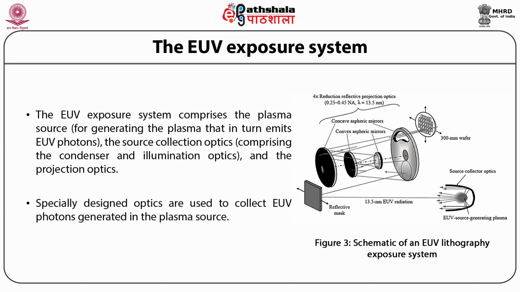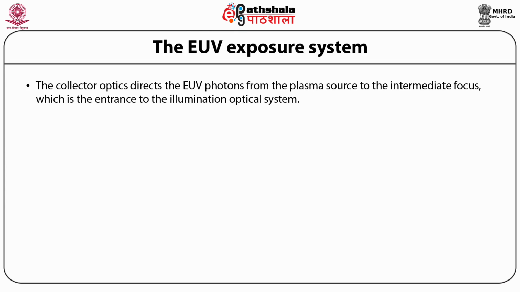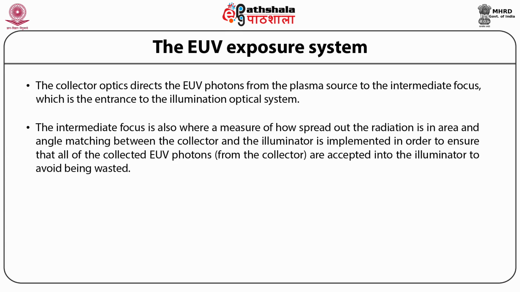Now here, the EUV photons generated in the plasma source are collected by using specially designed optics. The collector optics directs the EUV photons from the plasma source to the intermediate focus, which is the entrance to the illumination optical system. So it is conventional to use the power level measured at the intermediate focus to specify the source power. The intermediate focus is also where a measure of how spread out the radiation is in area and angle matching between the collector and the illuminator is implemented in order to ensure that all of the collected EUV photons are accepted. So they are focused into the illuminator to avoid being wasted.